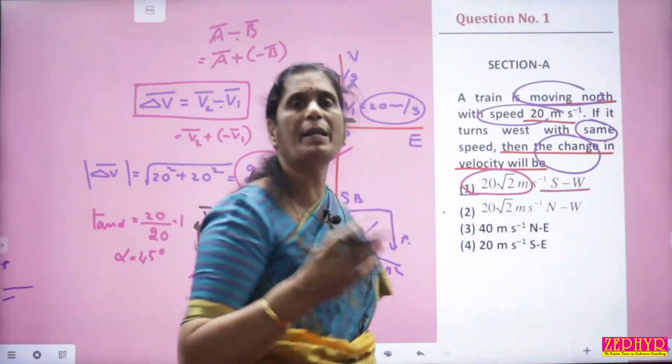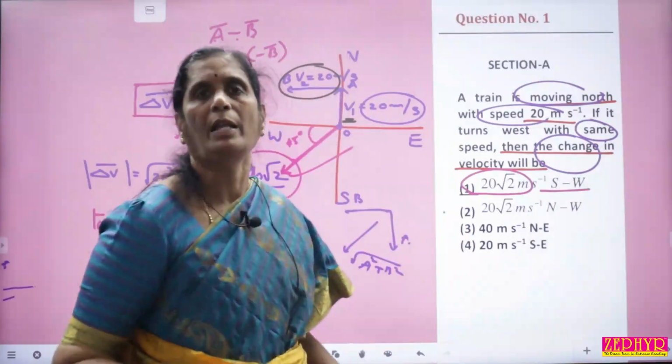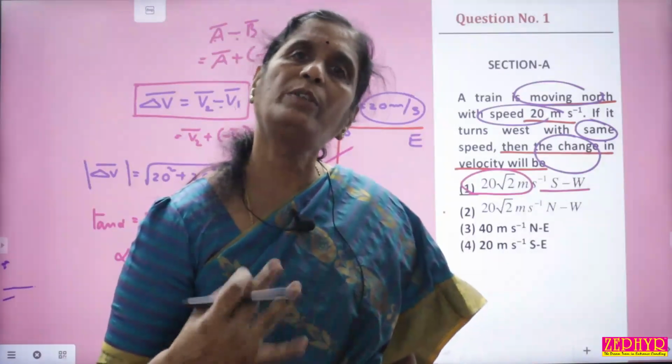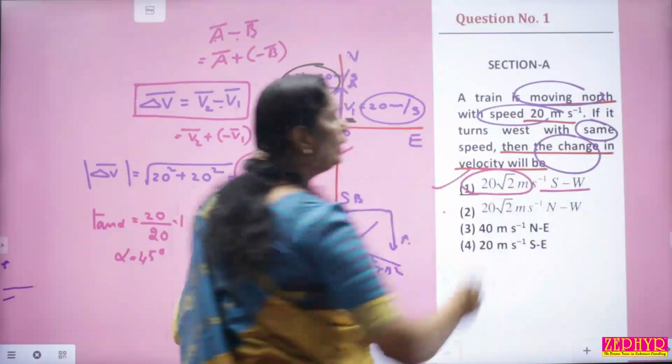Since the angle is 45, it is along the angle bisector, so then we can say south of west. If it is some other angle, like 30, then we have to say it is making an angle of 30 degrees with south of west. Like that you have to do. So the answer will be 20 root 2 towards south of west.